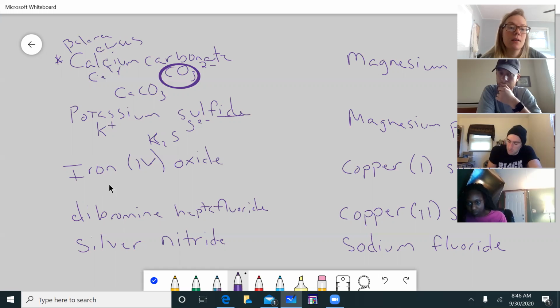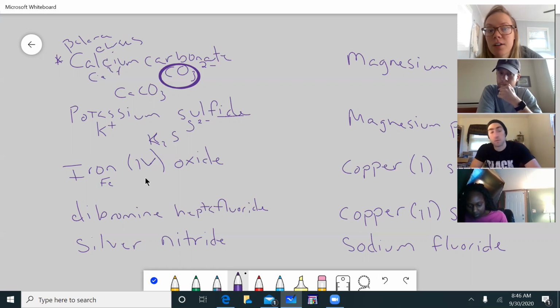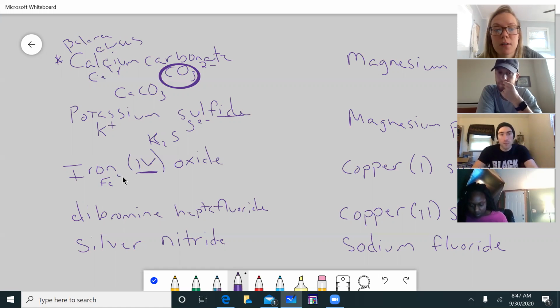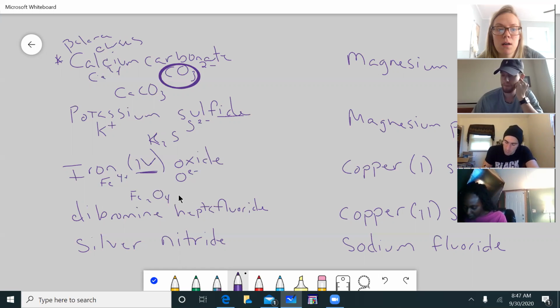Iron 4 oxide. So iron is a metal. And if you're going, okay, what's its charge? And you start looking at the periodic chart, you're never going to find it. So the charge is given to you here. This is not telling you how many irons you have. It's telling you the charge of this iron. So it's iron 4+. Oxygen is O2-. Flip-flop, we should end up with Fe2O4, which we can reduce down to FeO2.